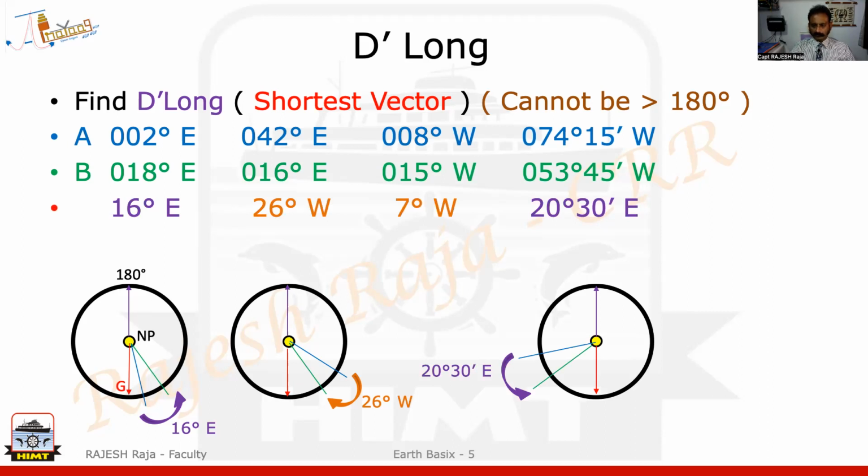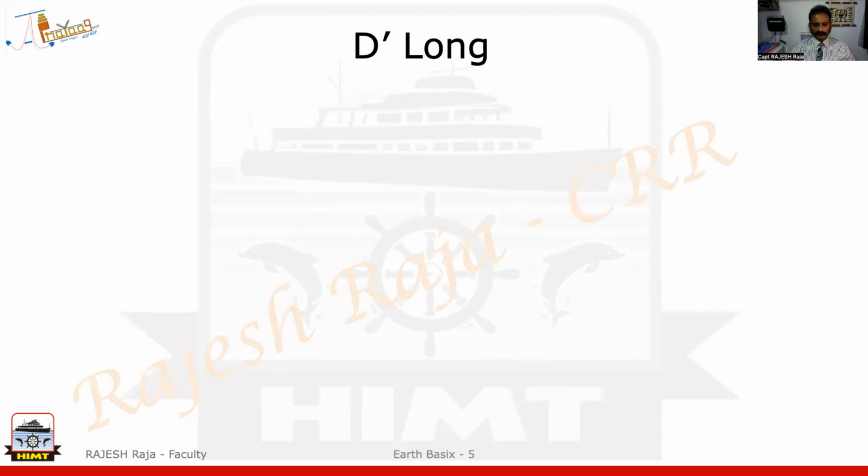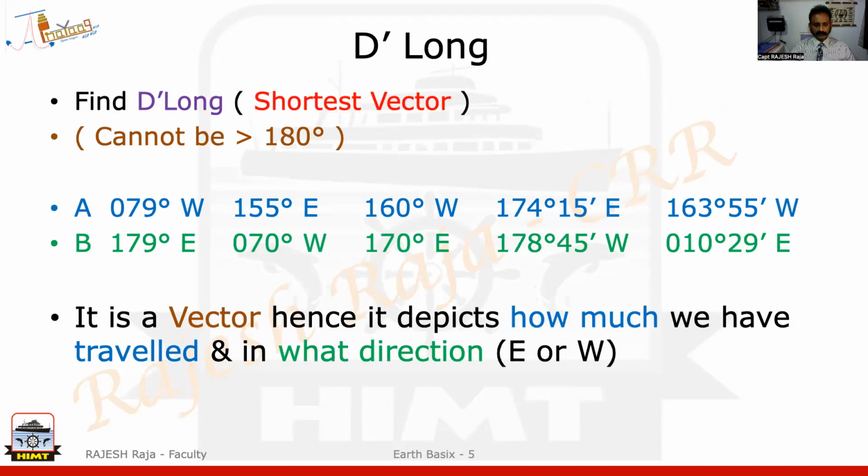I'm going to solve some more trickier ones. So let us go to the second set of questions. I'm taking you to the second set of questions. Again, it is a vector, Alpha to Bravo.